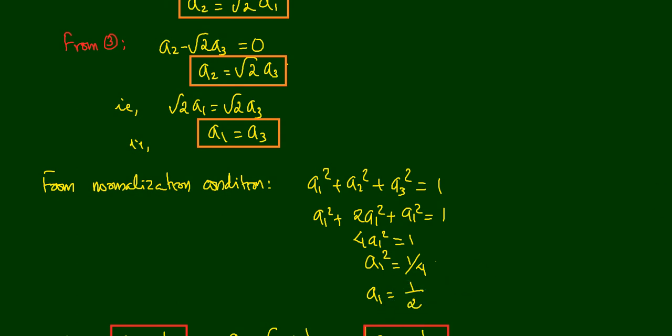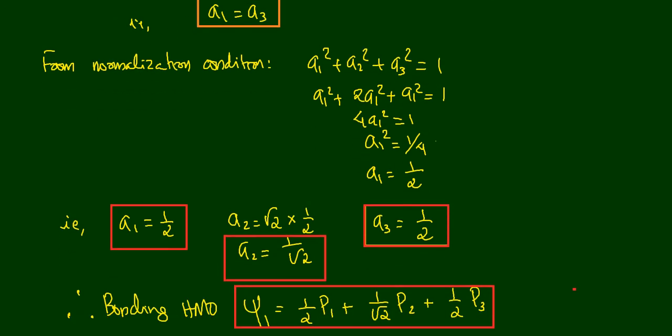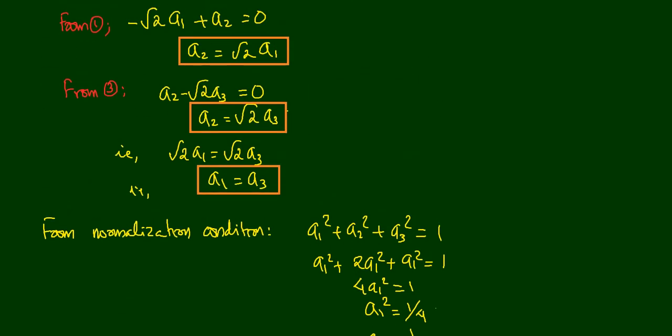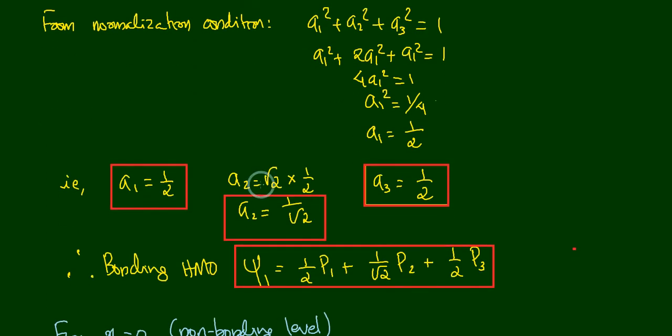Okay, so we have an absolute value for A1, and from this one we can find out the values of A2 and A3. So A1 is equal to 1 by root 2. A2 is equal to root 2 into A1, as we have already proven. So let us substitute the value for A1 in this equation. A2 is equal to root 2 into 1 by 2, that is equal to 1 divided by root 2. And A3 is equal to A1, therefore A3 is equal to 1 by 2 again.